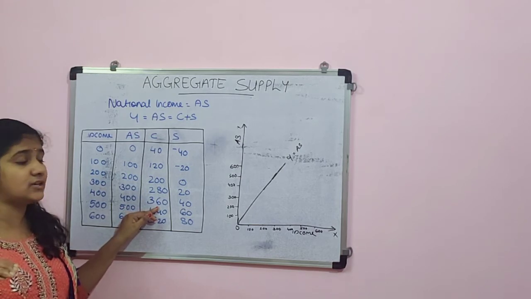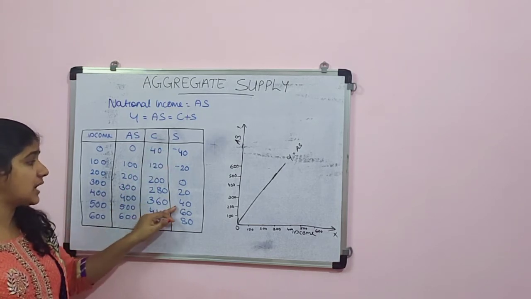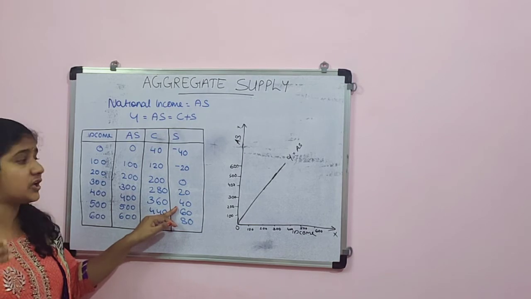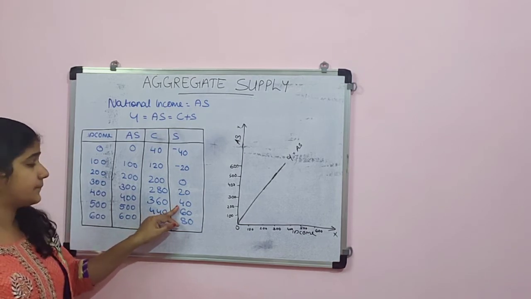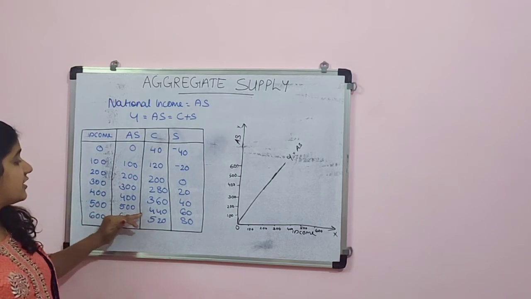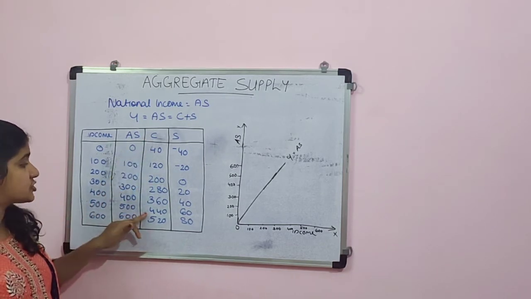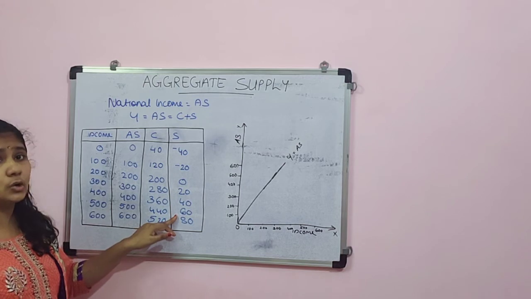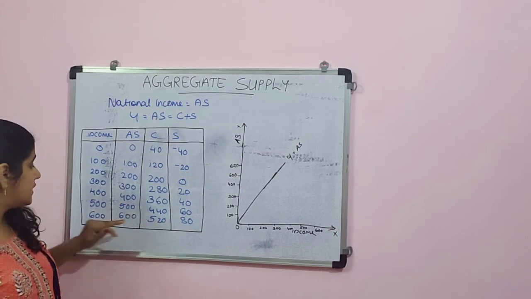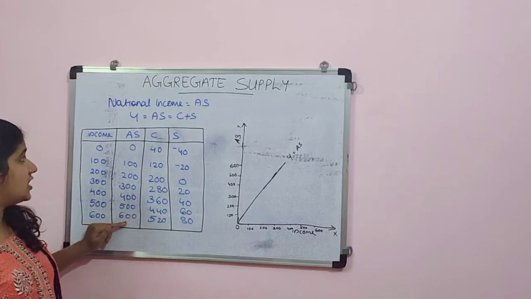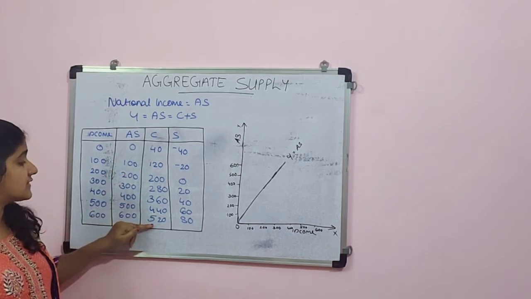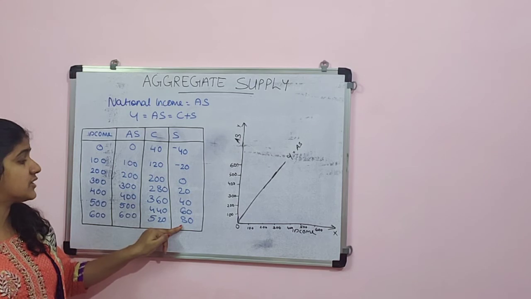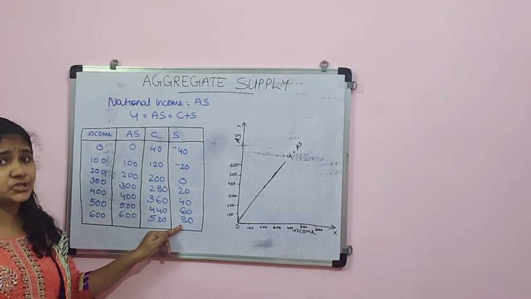Consumption is 360 means here the amount of the saving began to increase. Now the amount of the saving is 40. Then again 500, 460 is the consumption, saving increased, now the saving is 60. Then 600, again the AS is also equal to 600, consumption is 520 and here the saving is 80.